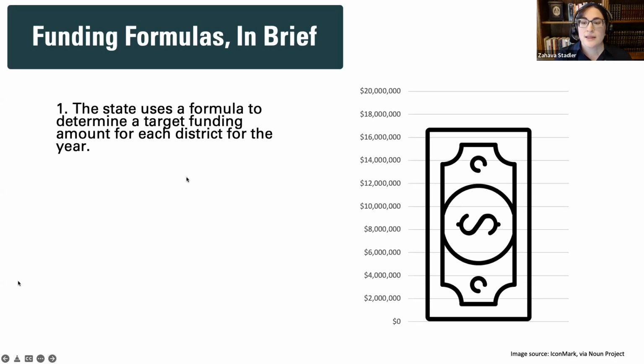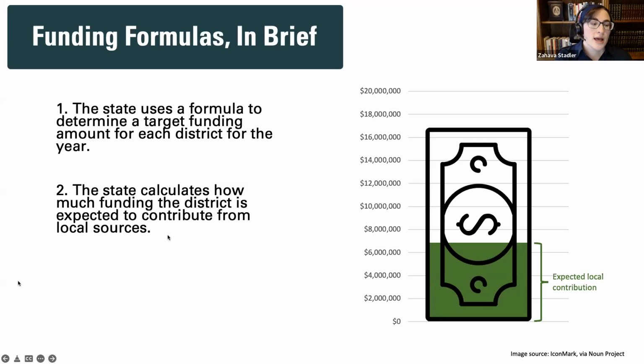Step one, the state will use a formula to determine a target funding amount for each district for the year. It'll consider factors that vary from state to state. Might include how many students are in the district, how many students fall in particular need categories, are there particular student-teacher ratios that are specified in the state, things like that. In this hypothetical small district, it's 17-ish million.